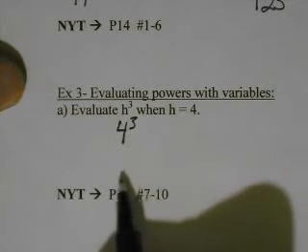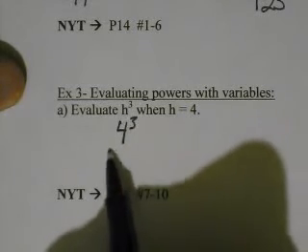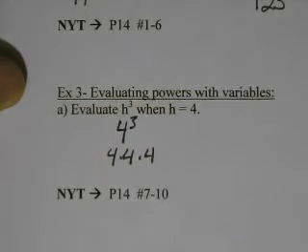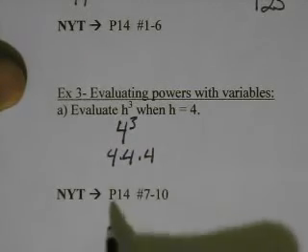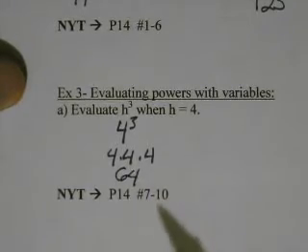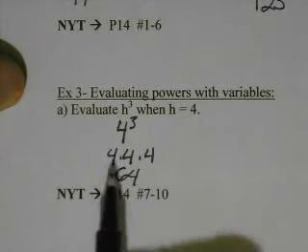Now, if we would evaluate this, this is 4 times itself 3 times, 4 times 4 times 4. Multiplying this all out, you should get 64. So we evaluated this when h equals 4.